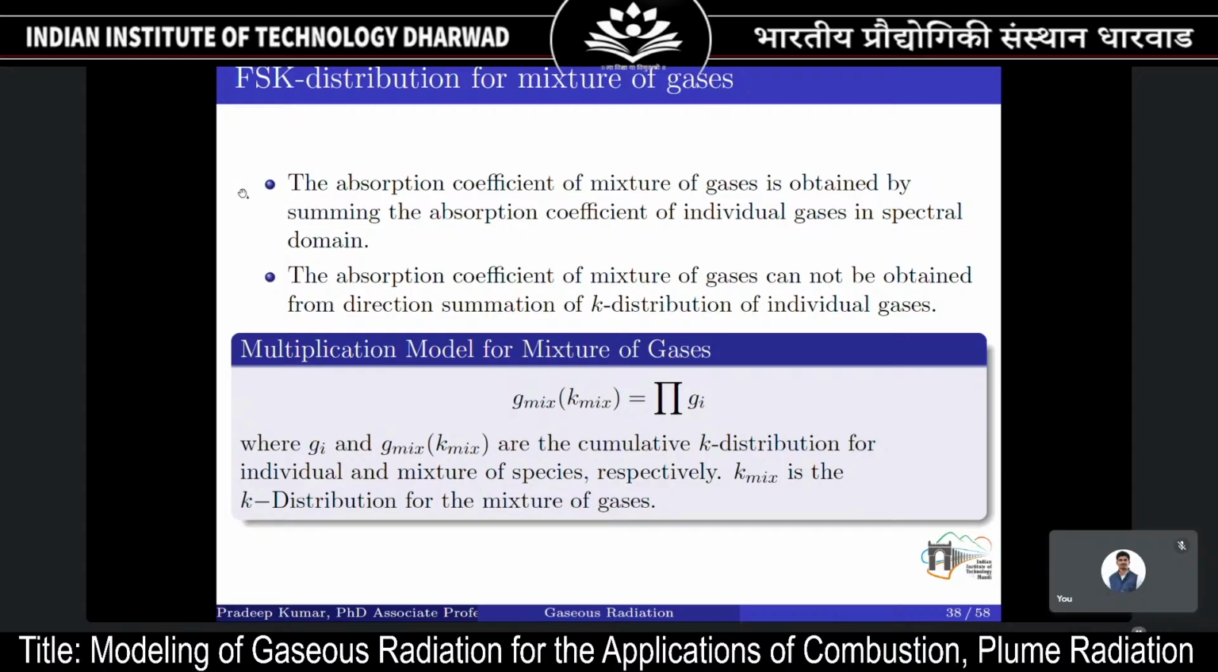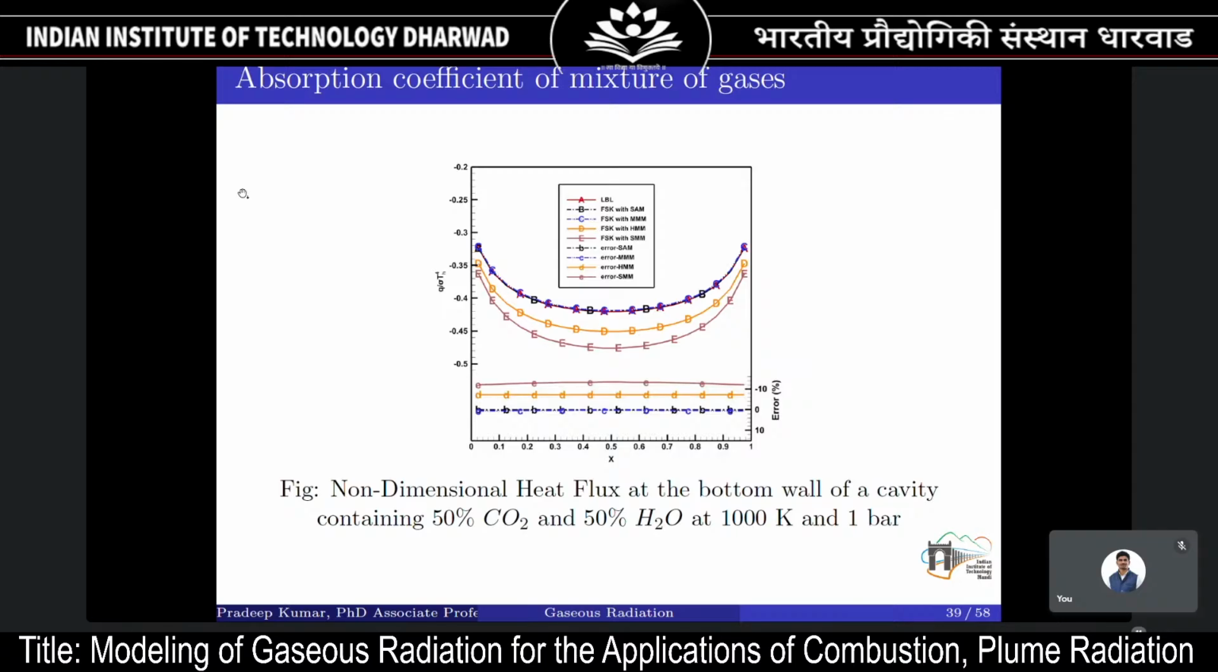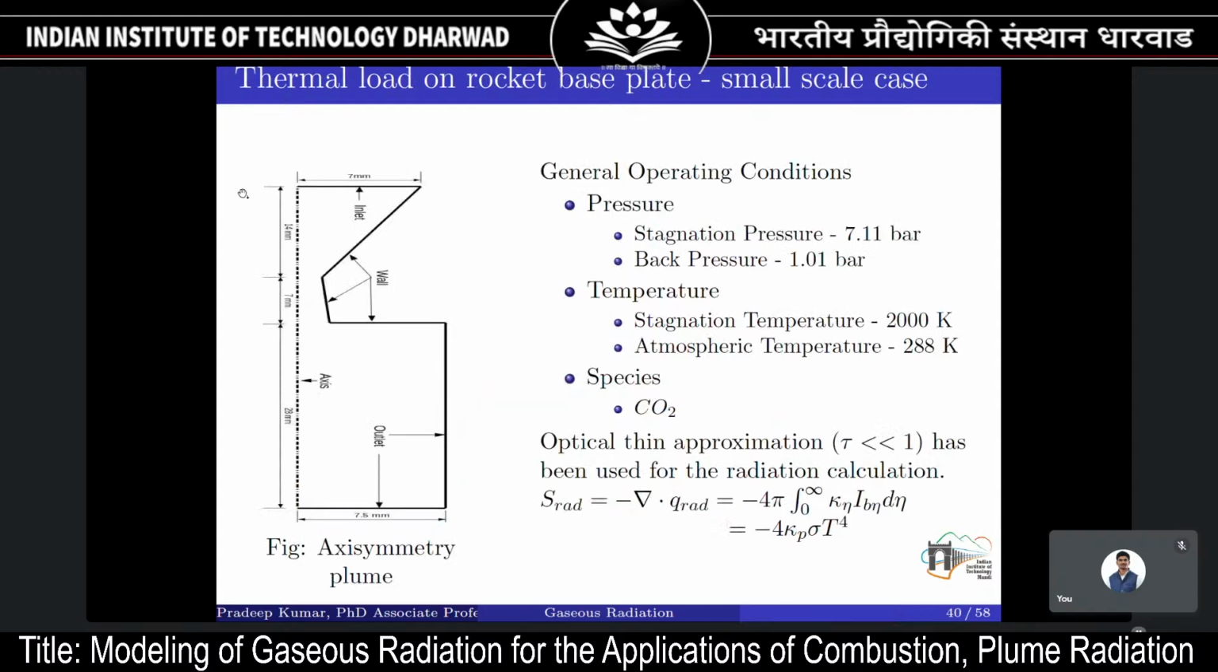There are many models, but I am giving one, the multiplication mixing model. Here you need to get the g-K distribution for each gas and take the multiplication from there, so you can get the K of the mixture. We looked at the performance of these mixing models against LBL, especially the addition model, the multiplication mixing model and other models, and the multiplication mixing model performs better, for 50% CO2 in H2O.